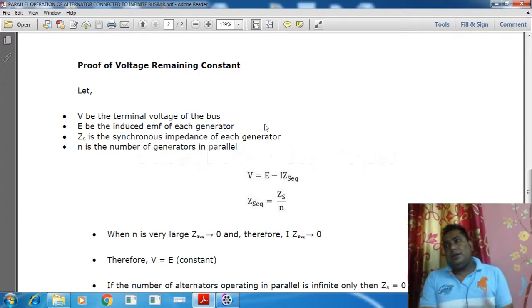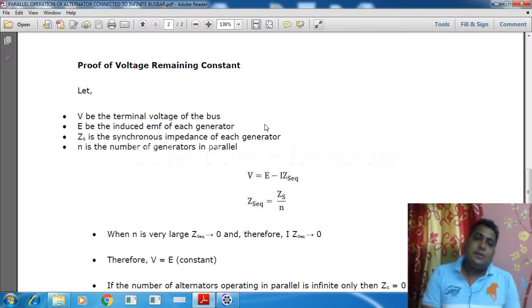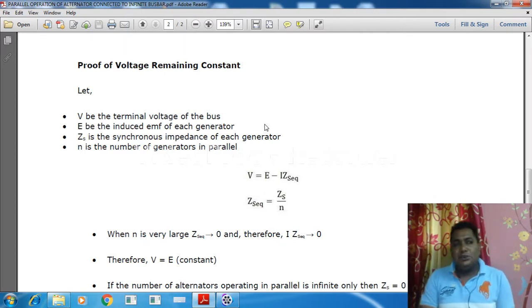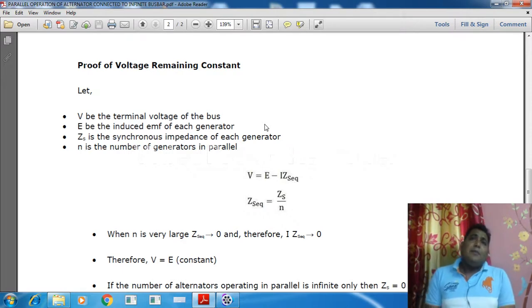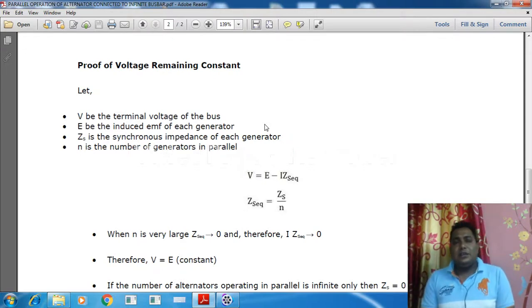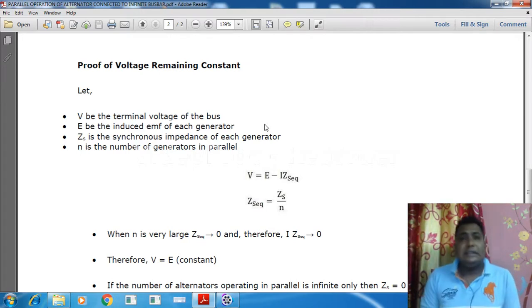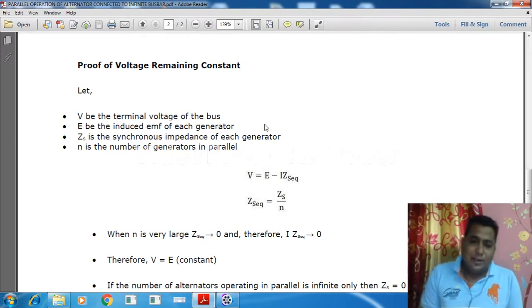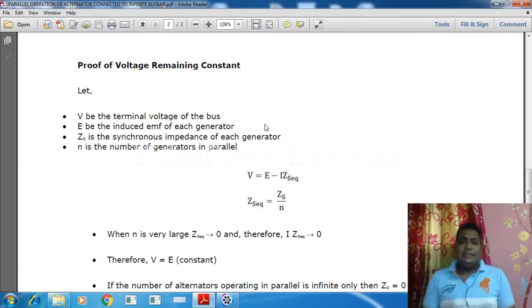So ZS is the impedance of that. The impedance includes the reactance, and at the same time it includes the resistance also. But in the previous presentation we have seen that the synchronous reactance is much larger than the resistance of an alternator. So that's why in general we sometimes neglect the alternator resistance.